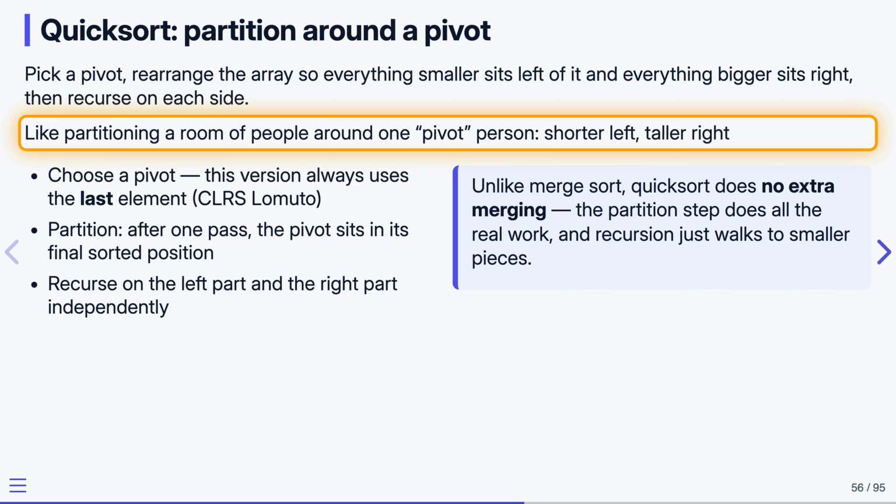Think of a room of people. Pick one person as the pivot. Everyone shorter stands to their left, everyone taller to their right. After that one sweep, the pivot is in their final spot.